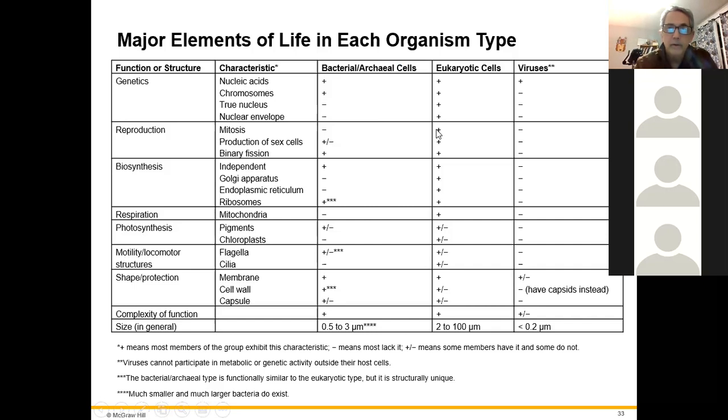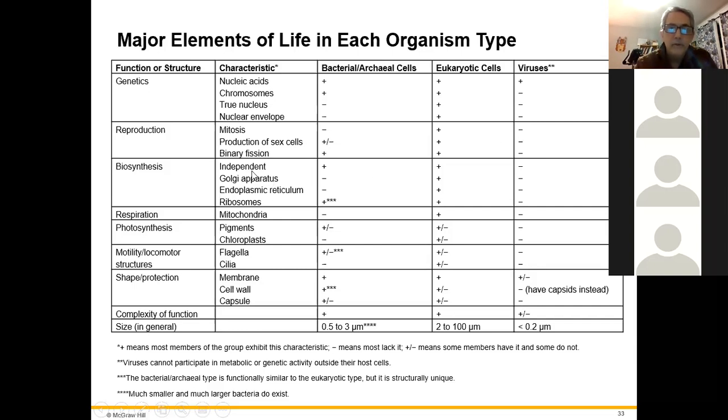We undergo mitosis, cell division. In bacteria, it's called binary fission. Bacteria don't exactly produce sex cells, though we'll talk about how they exchange genetic information. Viruses do not at all produce sex cells.